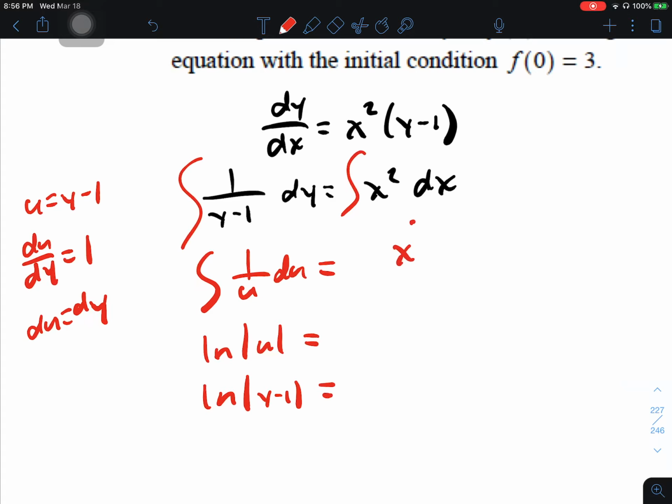The right side's more straightforward. Add 1 to the exponent, multiplied by the reciprocal. At some place we need an arbitrary constant. We typically put it on the same side as the x.